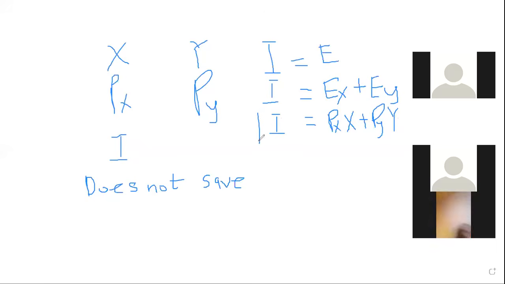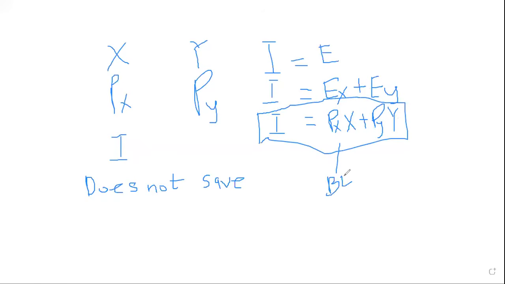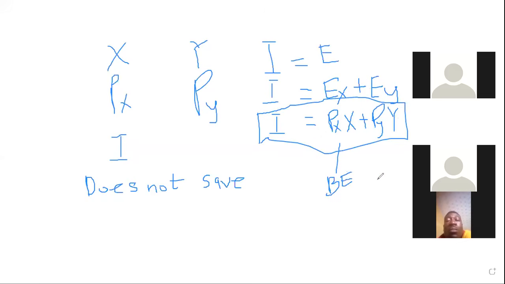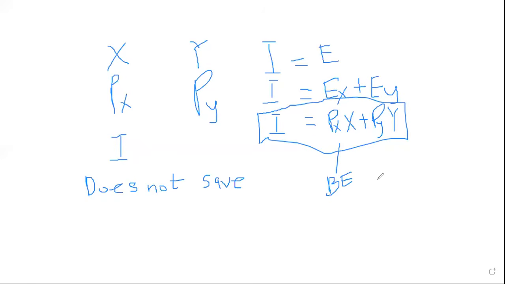Now this equation here is what we call the budget equation of the consumer. That's the budget equation of the consumer. And this shows what a consumer can do given his or her income, and also the prices of the commodities that he or she consumes.